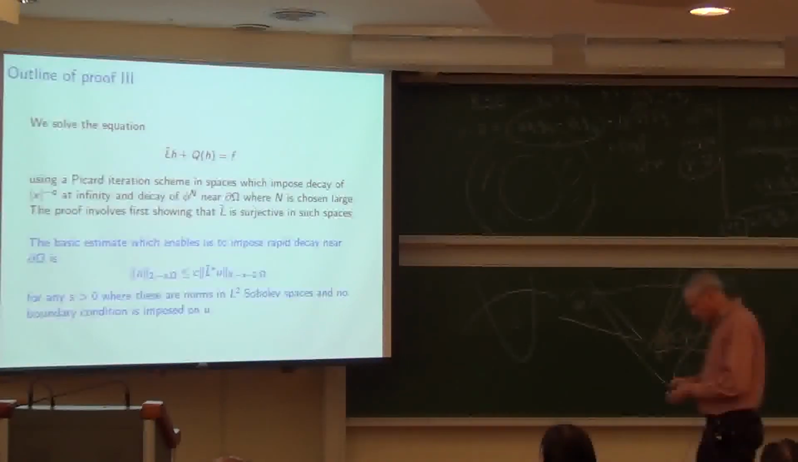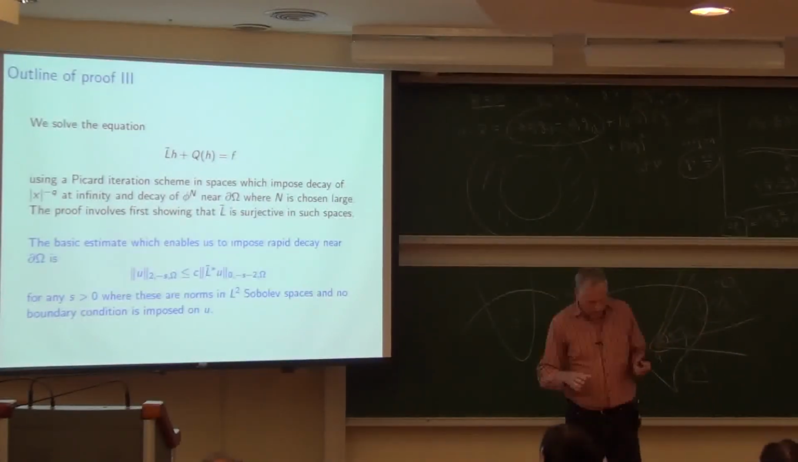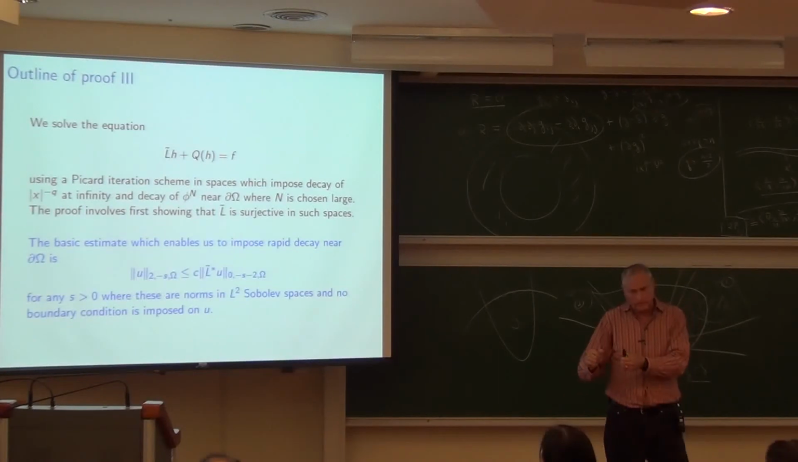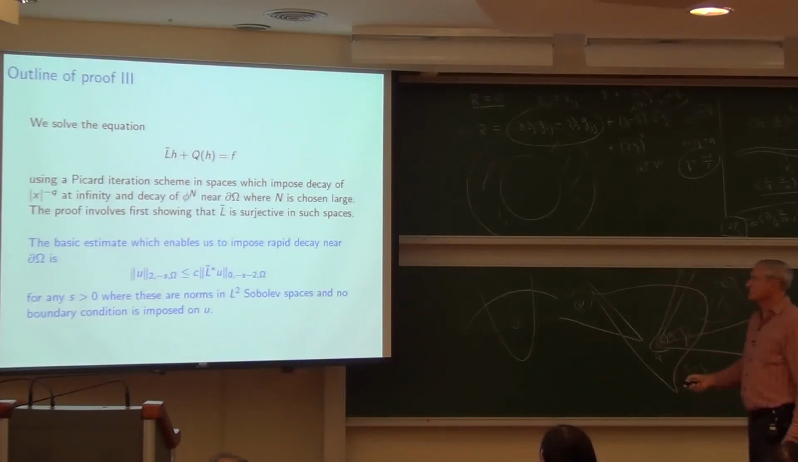The basic principle is that in order to prove that L is surjective, where L is a linear operator from some space to another space, it's enough to prove the adjoint is injective. So what we need is a strong injectivity estimate on the adjoint operator. Okay, and that's what this statement is.